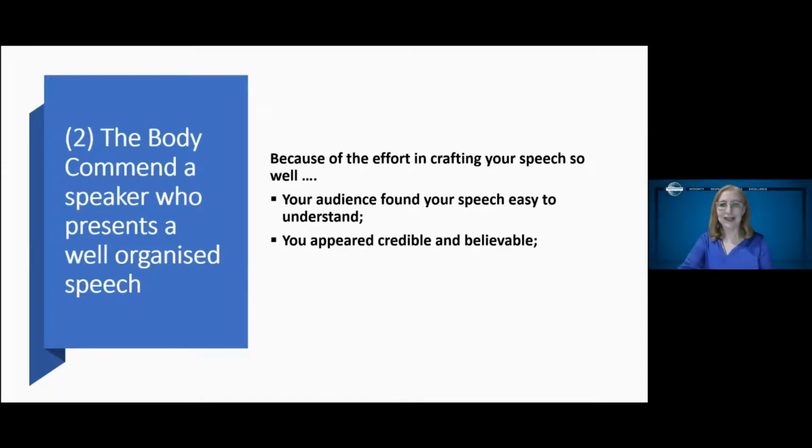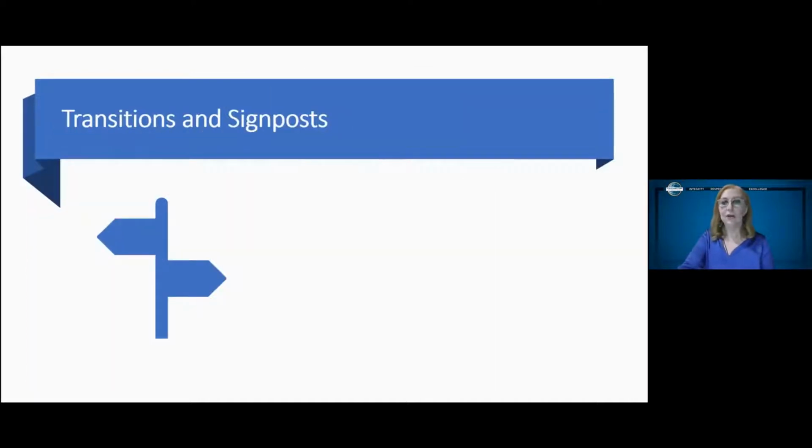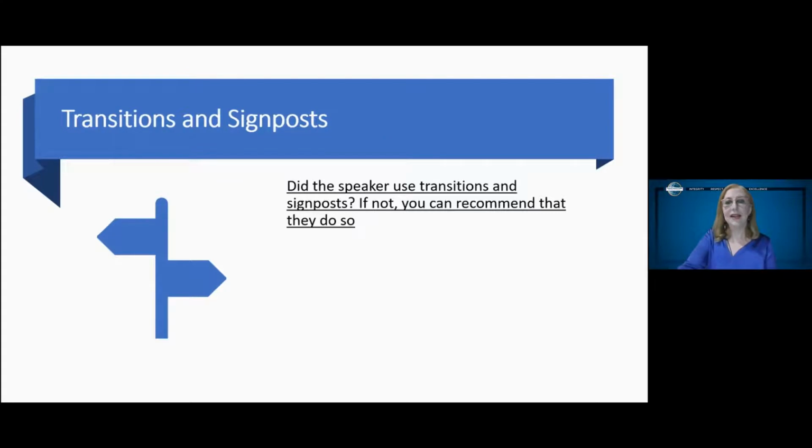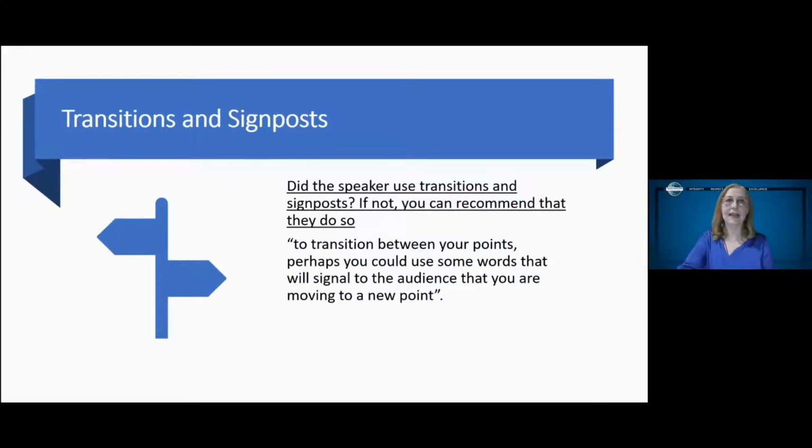I just mentioned the transitions and signposts. If they didn't use these, you can recommend that they do so. Using words, language to indicate to the audience that they are moving on to the next point. For example, well, that was my awful experience about solo traveling. Now I'm going to tell you about my next trip, something like that. So the audience is like, okay, that part's over. We're ready to hear about the next trip. Remember that when delivering a speech, it's not like an essay. We can't go back and read the previous paragraph. So we need the speaker to help us to navigate through the speech using these signposts.